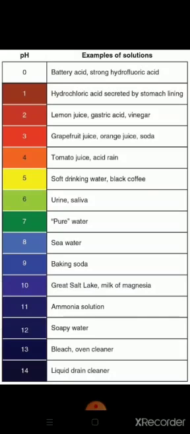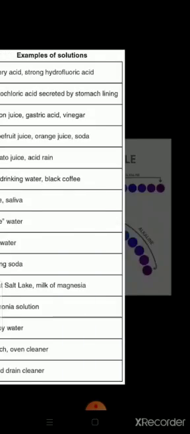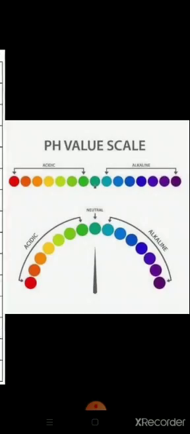Here we have some examples of solutions. So the pH of pure water is 7, so it is totally neutral. The hydrogen ion concentration would be the same as in water if pH is 7 and the solution would be neutral. So now we know that if the pH is less than 7, then the solution is acidic, and if the value of pH is more than 7, then the solution is alkaline or basic.